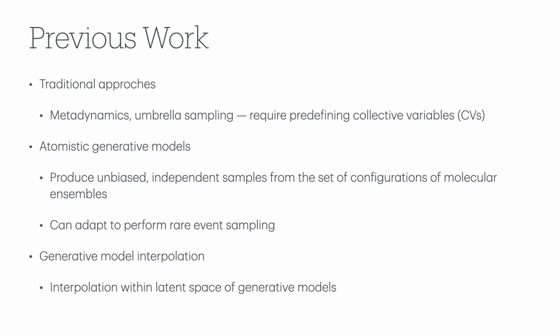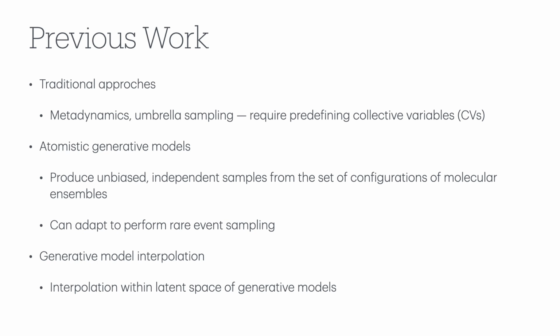Some other work that's been done is with atomistic generative models. But usually these generative models produce unbiased, independent samples from the set of configurations of molecular ensembles. So usually it's just producing, for example, say we're looking at protein configurations, a likely configuration of a protein. And we can adapt this to perform rare event sampling, but it's a little bit difficult.